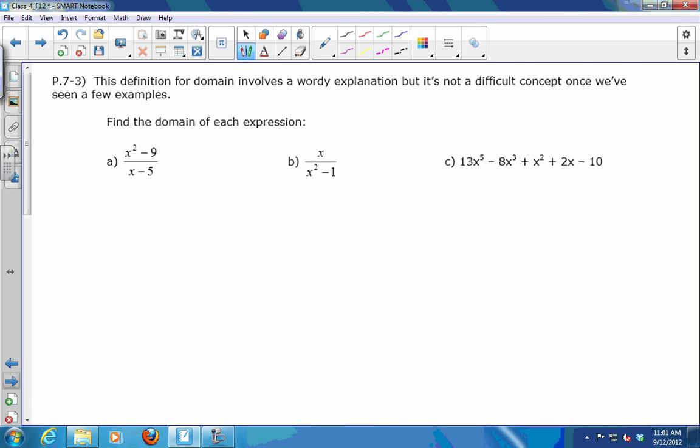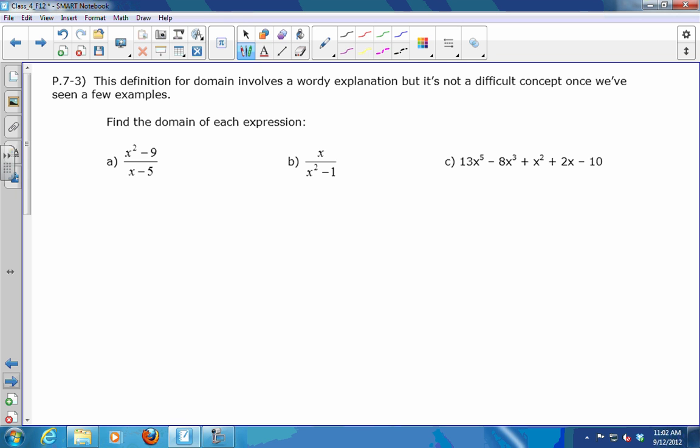So I want to find the domain for these expressions, right? So the definition of domain, which is the set of all values at which the expression can be evaluated, is a little wordy, but once we do a couple, you're going to be like, oh, that's all it is, right? So here's my expression, x squared minus 9 over x minus 5. What's the only number that I can absolutely not plug in there? 5. Because why? It'll put a 0 in the denominator.